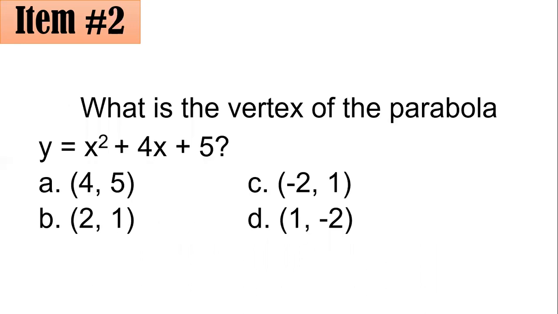What is the vertex of the parabola y equals x squared plus 4x plus 5? Is it 4, 5, 2, 1, negative 2, 1, or 1, negative 2? There are various means of doing this. You could use the vertex formula, or you could simply utilize completing the square. In my case, I will be using completing the square for now.